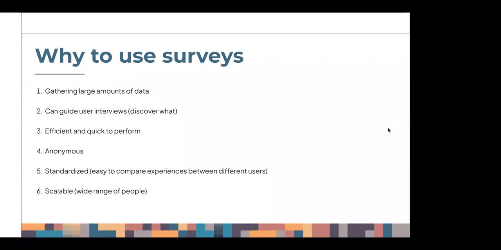They are efficient, they're very quick to perform. Anonymous, that's the main thing, because you can reach more people, maybe introverted people. So for me, it's easier to go to a survey instead of a user interview. They provide you a standard, so you can compare exactly the same answer from different people. So they give you percentages and a different understanding from the interviews.